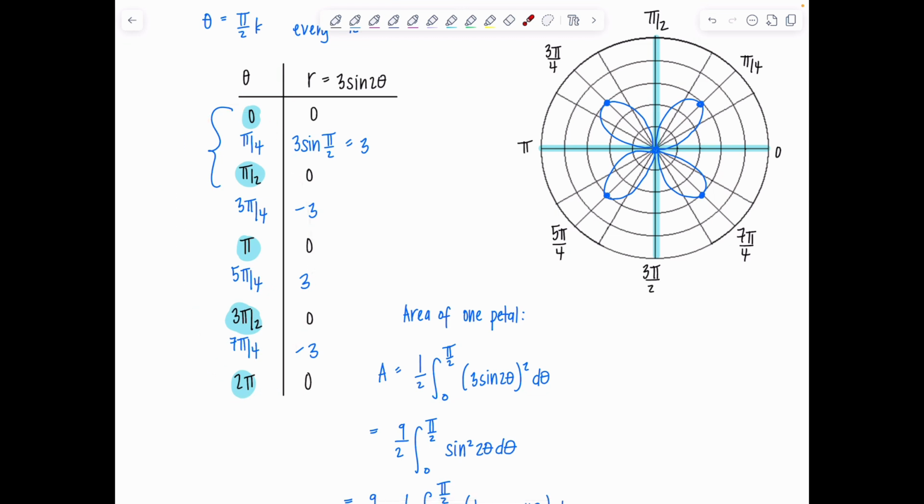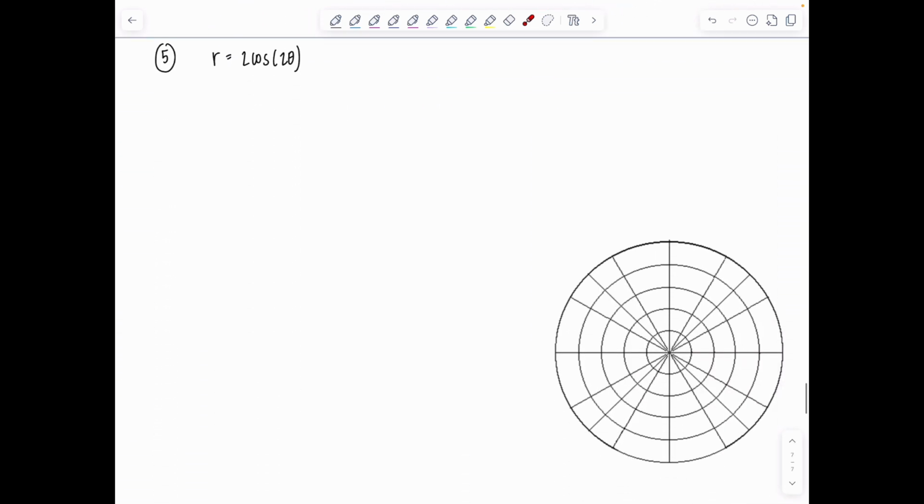Okay, I have one more. Are you excited? 4 petals, this time with cosine. So again, set 2 cosine 2 theta equal to 0. That means cosine 2 theta is 0. So when is cosine 0? Cosine is 0 at pi over 2 plus pi k. K is an integer. So that means theta would be pi over 4 plus pi over 2 k.